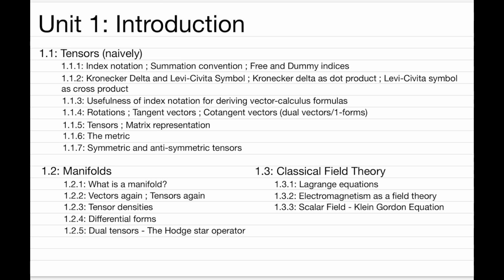Then in the second chapter, we'll define formally what a manifold is, and we'll see vectors and tensors again in a more formal way. And then we'll talk about some properties of tensors, that some may have, what are called tensor densities. And we'll also talk about differential forms and dual tensors.